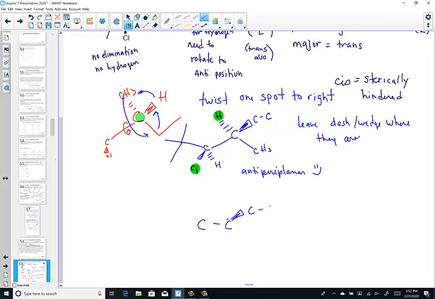So the base abstracts the proton. So let's just say it's hydroxide, whatever it might be. The base abstracts that proton. This bond collapses and the leaving group leaves. What kind of conformation are we going to make? Remember that it'll be a double bond in there.